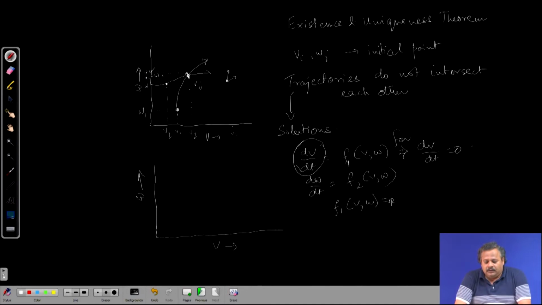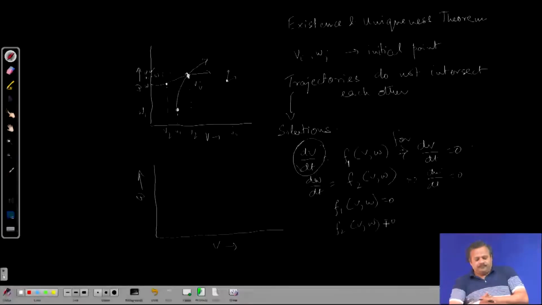Similarly, if we think about dW/dt equal to 0, that means F2(V, W) is equal to 0, and that would be another curve in this phase plane. The point here is that along any point on the first curve, V will not change, and along any point on the next curve, that is F2(V, W) equal to 0, W will not change. That is, if the system is put there, then there is no net change in W.